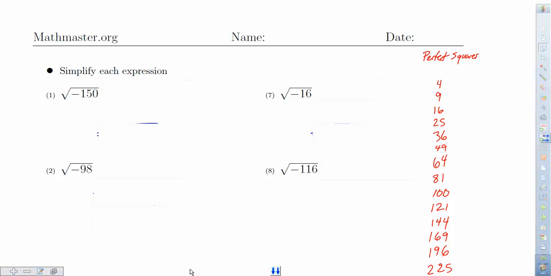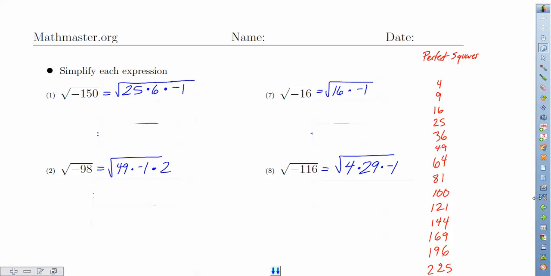Take a look at what they did here first. Let me do all of this at once. Take a look at each one of these. Now, if you look at the first one, number 1, negative 150, they noticed that if you broke apart and factored out the negative 1, the negative 1 is really what makes the number negative anyway. If you factor that negative 1 out of negative 150, you're left with a positive 150. And that positive 150 could be factored into 25 times 6. Seems pretty straightforward, doesn't it? At least it does to me anyway.